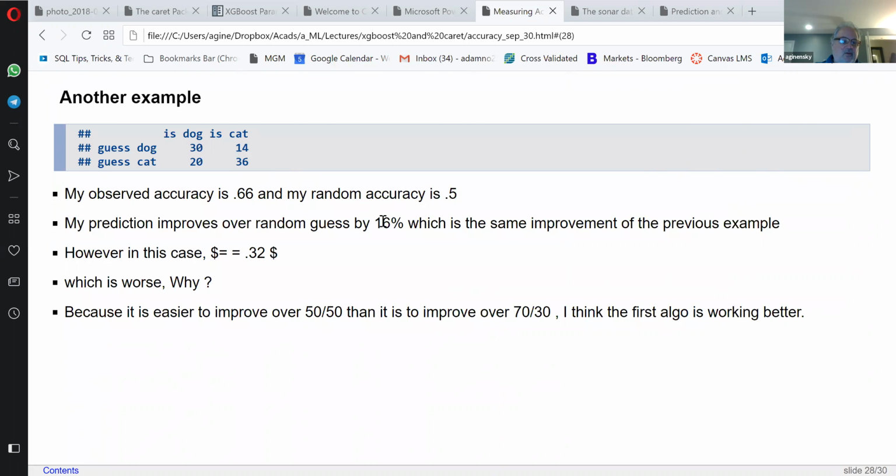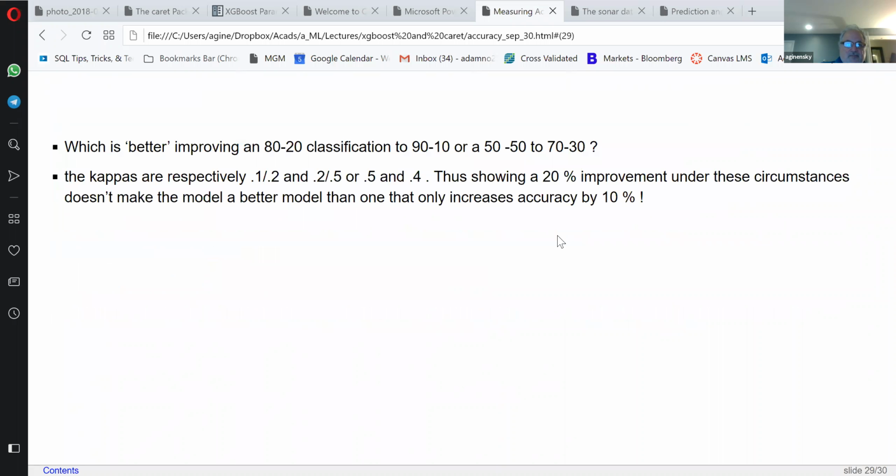So if you're looking at the two algorithms and asking which one did a better job, while both people can say they improved over a random guess by 16%, you'd think the first guy, who was starting with 70-30, did a better job. Okay? So it's a thought question, and we'll just go through it.